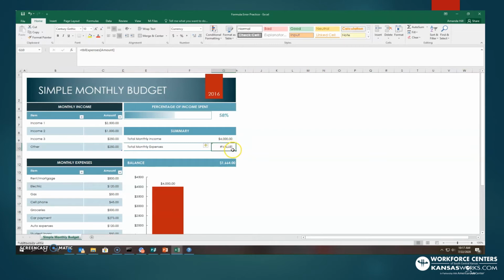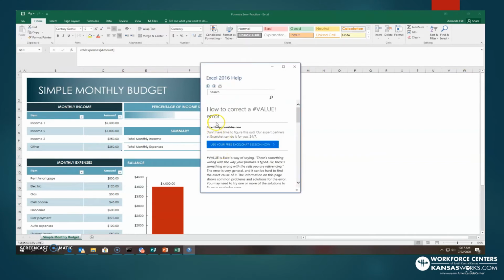Let's do the same thing on the value. So again, you're going to find this yellow diamond with the exclamation point in it. You'll click the little down arrow. We're going to get help on this error.